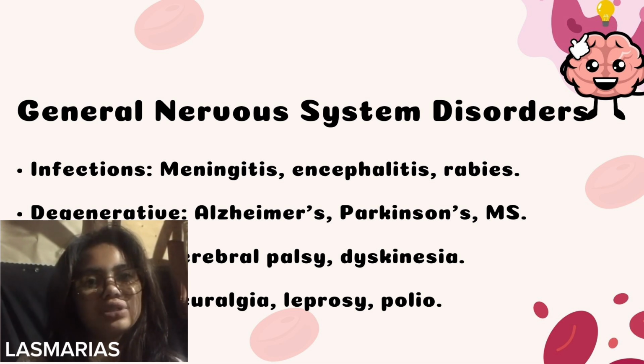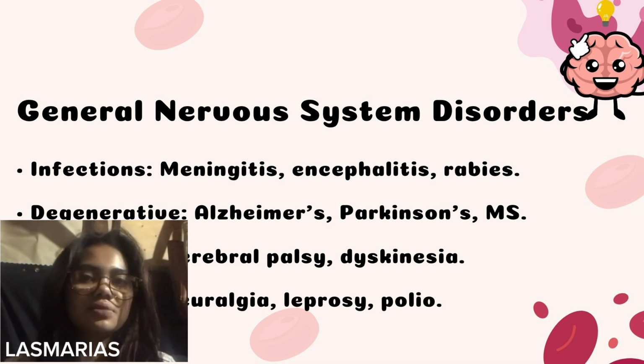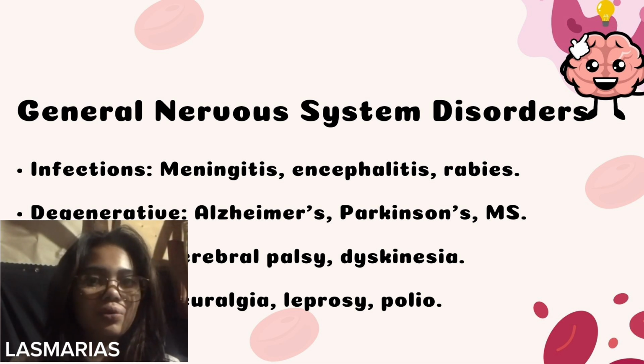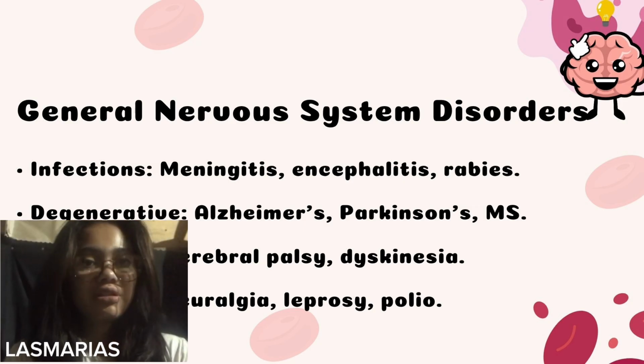Third, we have sleep changes. Older adults experience lighter sleep and more frequent waking. And fourth, of course, we have prevention. Regular physical and mental exercise help maintain brain function and slow aging effects. So these are examples of common nervous system disorders.